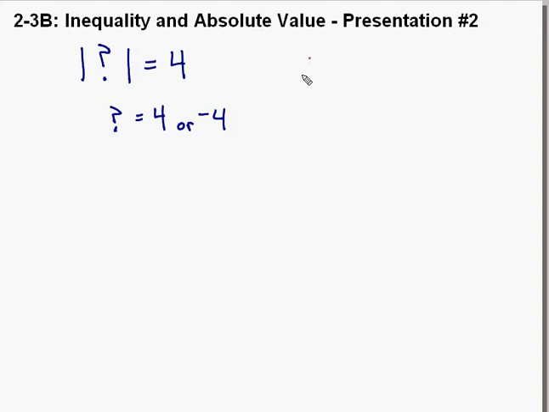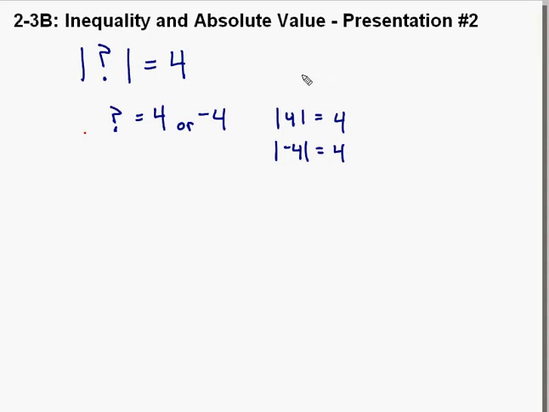Because we know that the absolute value of 4 equals 4. We also know that the absolute value of -4 equals 4. So that question mark can be replaced by either one of those numbers, and it would make the equation true, or the statement true.